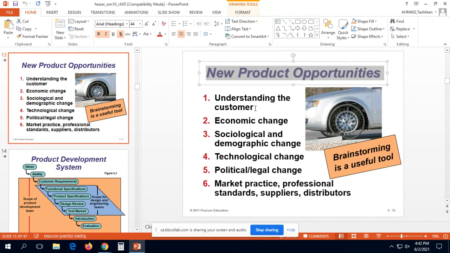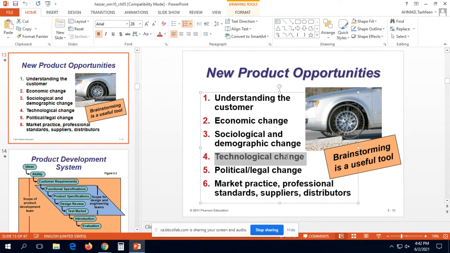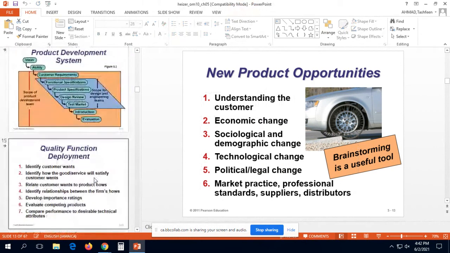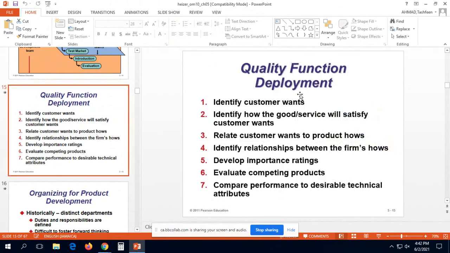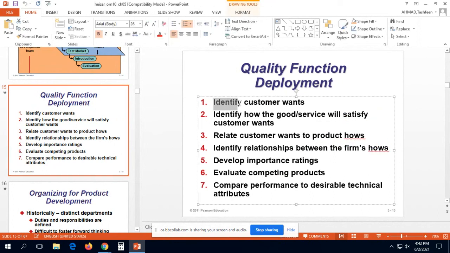New product opportunities, how to get those. You guys mentioned technology, for example, that is number four. And from earlier conversations, you can think about political, legal change, market practices, economic change. You guys mentioned sociological and demographic, something like that. Understanding the customer, you guys mentioned that. So all of those things are very important in product design. For example, this QFD, quality function deployment. See, number one is identify customer wants. What do they really want?